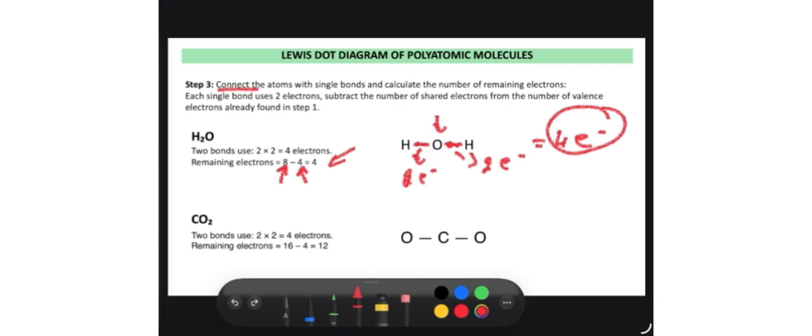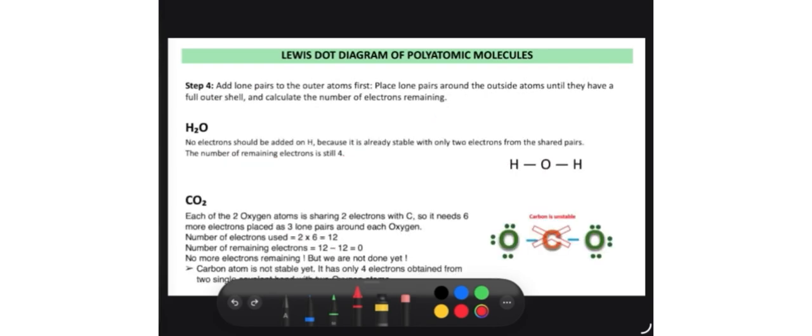8 minus 4 equals 4 remaining electrons. Same thing for CO2. The total number of electrons was 16. We used 4 in these 2 single covalent bonds. 16 minus 4 equals 12 electrons remaining. Now let's go to step 4.